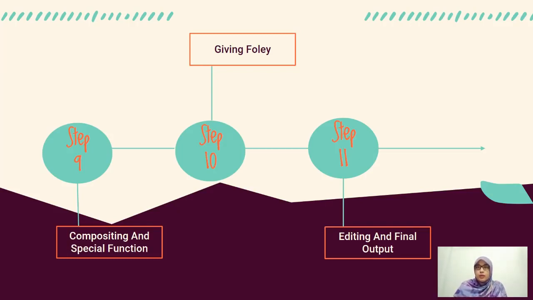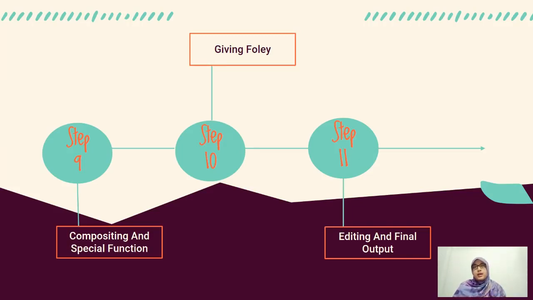Next is giving foley. Foley is a process for inserting the sound effects in order to help the audience have the feeling of a natural environment. It can be anything from the swishing of clothing and footsteps to the squeaky doors and the breaking glass. So that is step number 10. And in order to create such sounds, a range of props are being created.